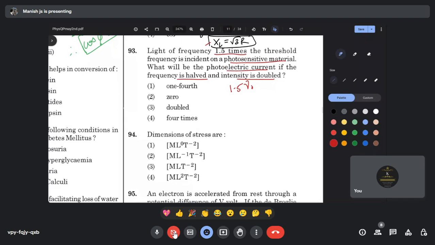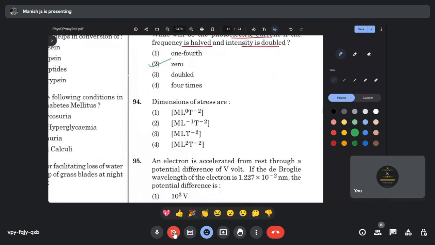Where would you have photoelectric current? Obviously, photoelectric current also would not be there. Are you getting it? So what would be the answer in this case? Directly you can approach. It's going to be zero. So therefore the photoelectric current is going to be zero.